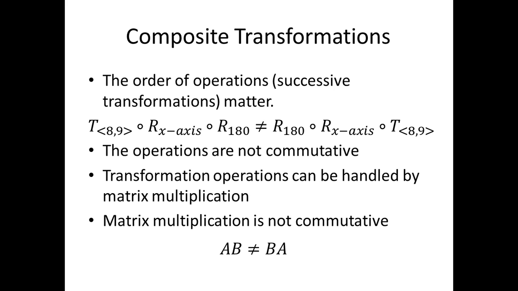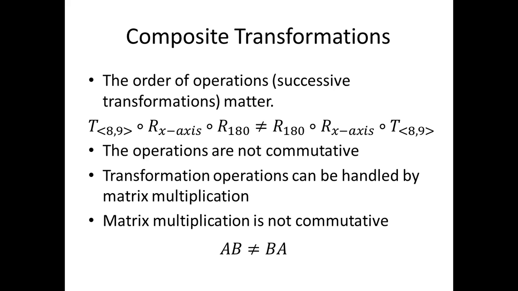The transformation of rotation of 180 degrees, followed by a reflection over the x-axis, followed by a translation of 8 and 9, does not equal the composite transformation of the translation first of 8 and 9, reflection over the x-axis, and rotation of 180 degrees. So those orders are important, and they're not equal. So we say in mathematics that the operations are not commutative. They are not independent of order.